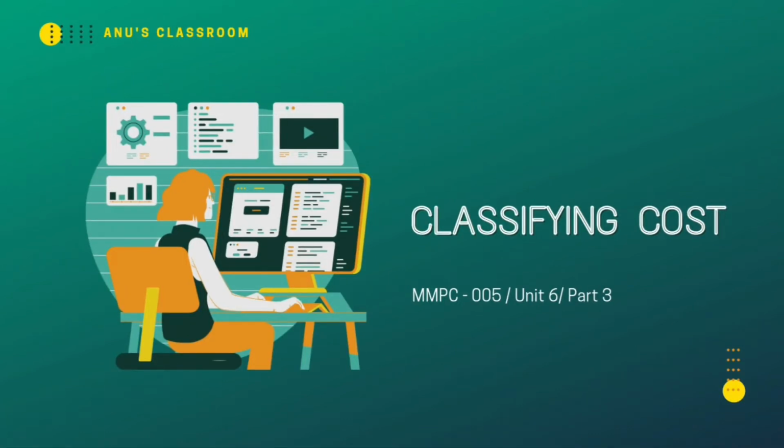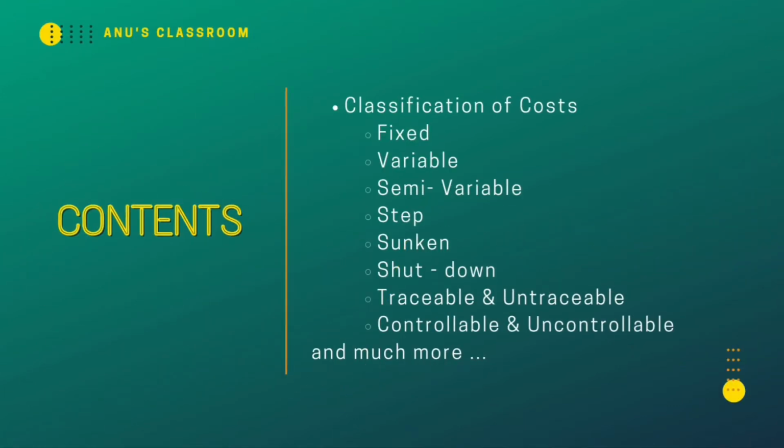In this video, we will be talking about how we can classify costs. By the end of this video, you will have an understanding of the various classifications of costs into fixed, variable, semi-variable, step cost, sunken cost, shutdown cost, traceable and untraceable cost, controllable and uncontrollable cost, and much more. So without wasting time, let us get started.